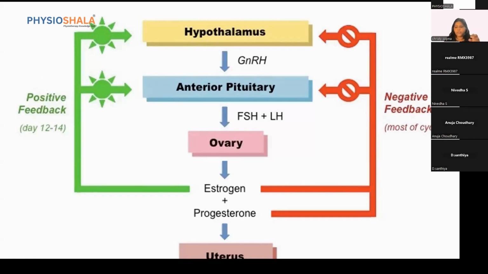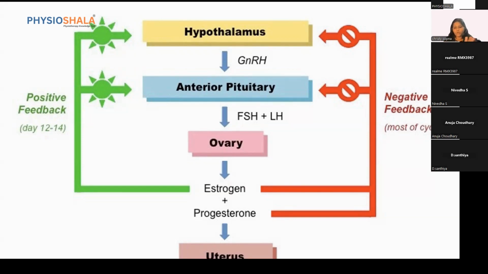It will trigger the anterior pituitary to release the follicle stimulating hormone and the luteinizing hormone. These two are very important. FSH, follicle stimulating hormone, is very important for the growth of the follicle. That means for the egg to come out, FSH is very important. Luteinizing hormone is important during ovulation.